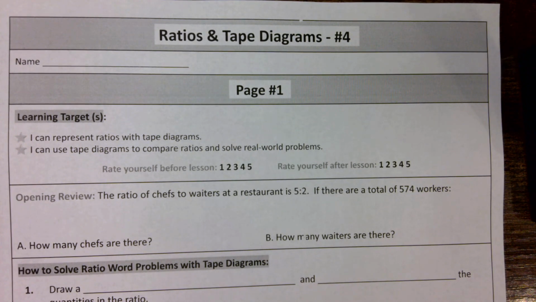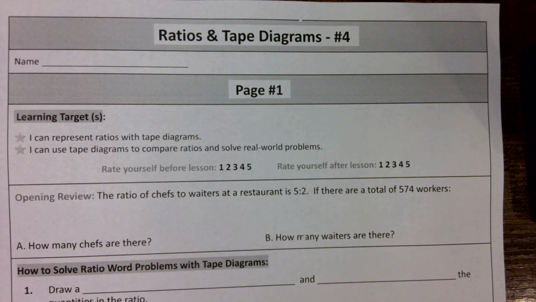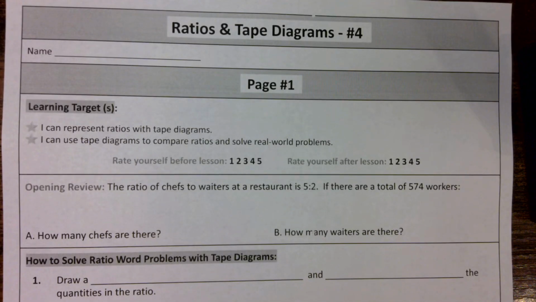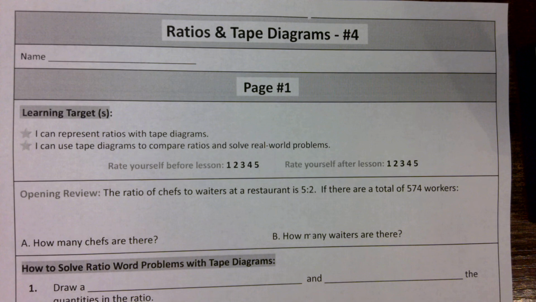And let's take a look at our opening problem. It says the ratio of chefs to waiters at a restaurant is 5 to 2. If there are a total of 574 workers, how many chefs are there? How many waiters are there? If you already know how to solve this problem, go ahead and pause the video and complete it on your own. If you need a little bit of support, you can write with me.